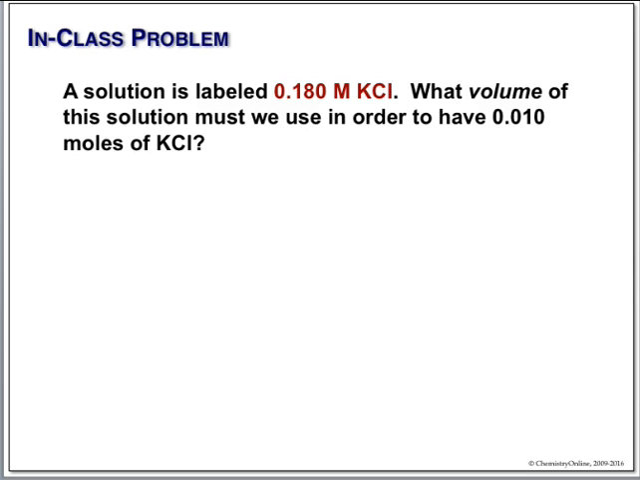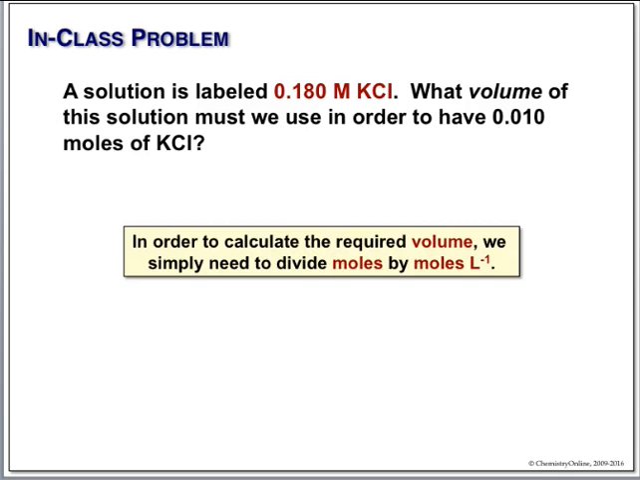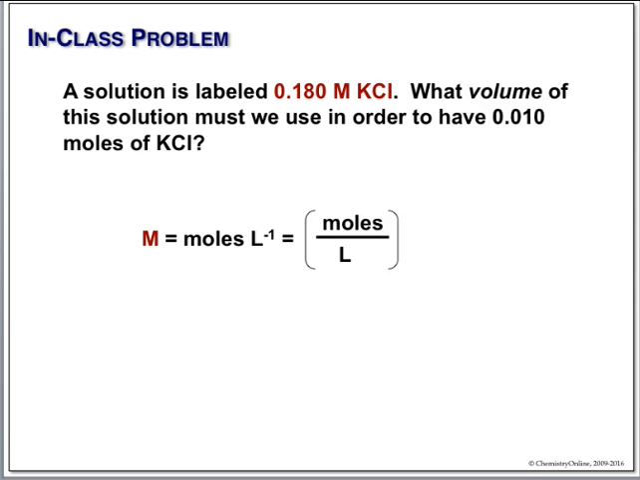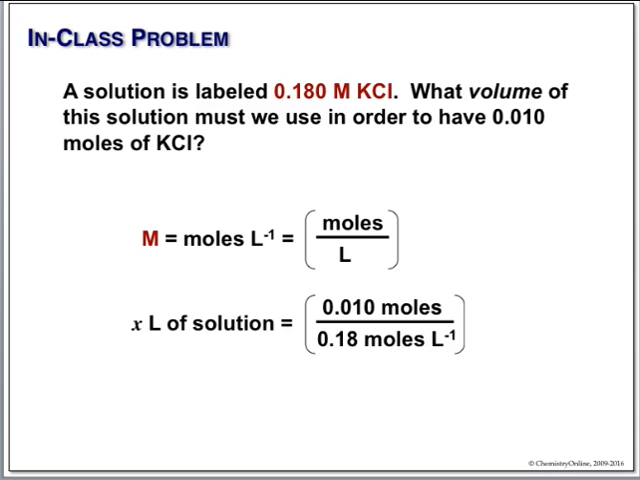In order to calculate the volume, just like we did in the previous problem, we're going to take moles and divide by moles per liter. And remember, molarity, moles divided by liters. Look at it again. Molarity is moles per liter, and that's simply a number of moles divided by a number of liters, right? Well, here, we're going to solve for liters. So liters is going to come up, molarity goes down, and here I just plugged in the numbers. We want 0.01 moles, and we know that there's 0.18 moles in every liter.